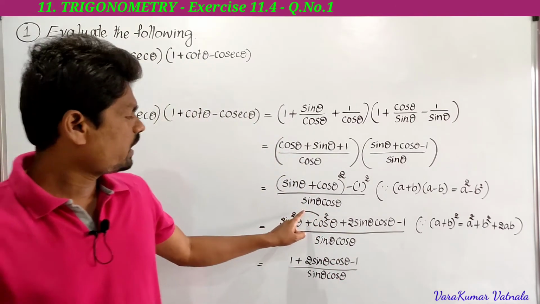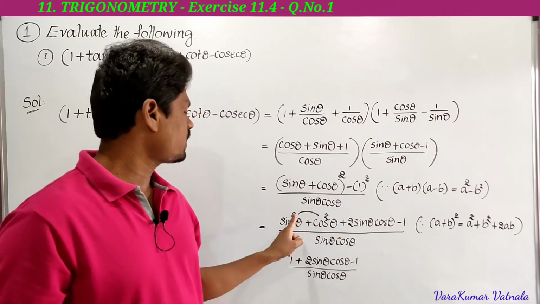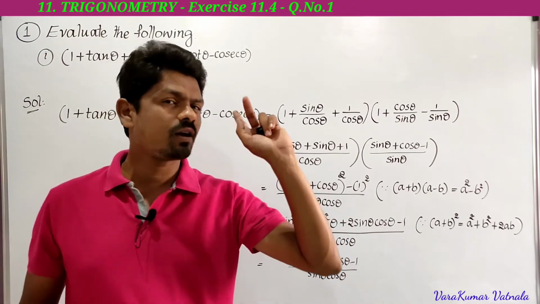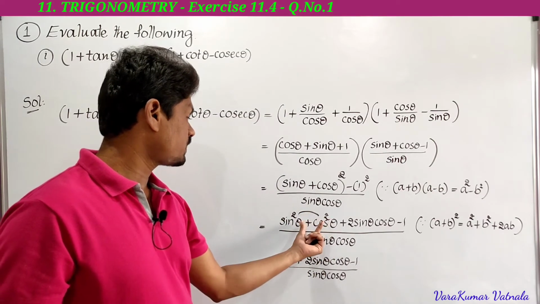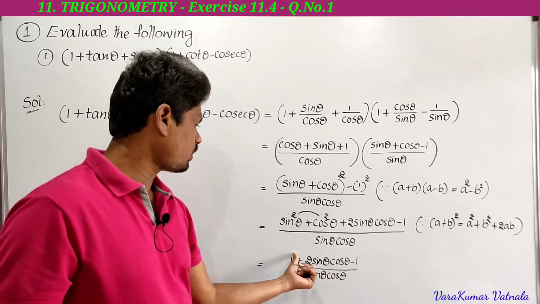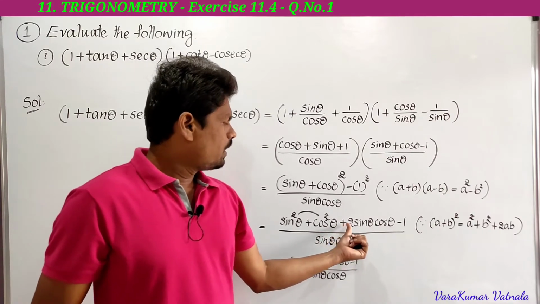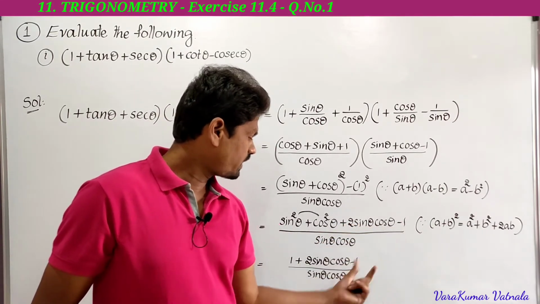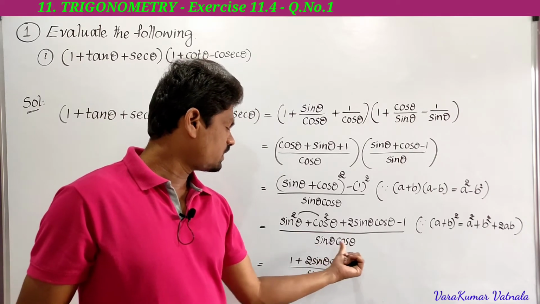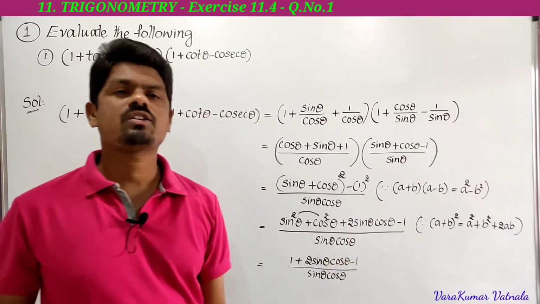Okay, so we have the very first trigonometric identity, sin square theta plus cos square theta equal to 1. So here we have sin square theta plus cos square theta. Instead of this I have written 1 plus 2 sin theta into cos theta, right, as usual, write this minus 1 divided by what is there in the denominator, sin theta into cos theta.